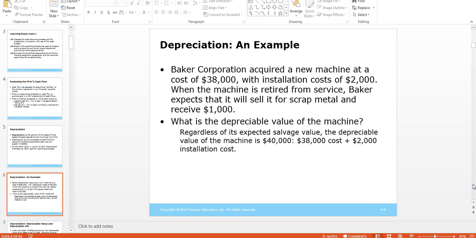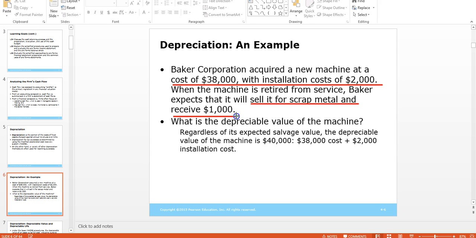There's a couple slides here. So let's look at this example right here. Baker Corporation buys a new machine, and it's going to cost $38,000, and it's going to cost $2,000 to have someone put it in. So basically, when the machine is old and beat up, they expect it's going to sell for scrap metal. They're going to salvage it right here for $1,000.